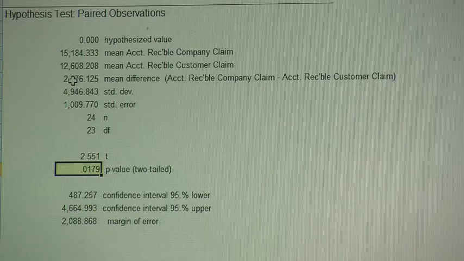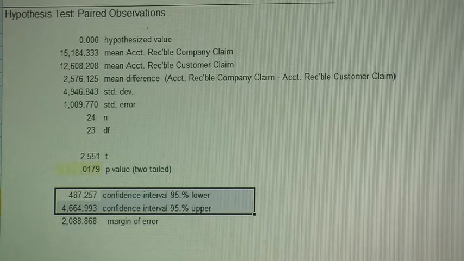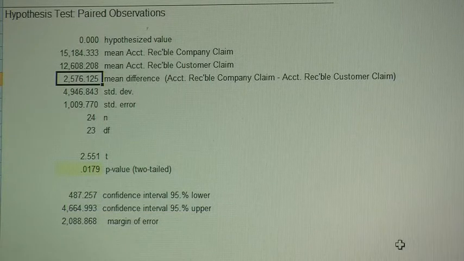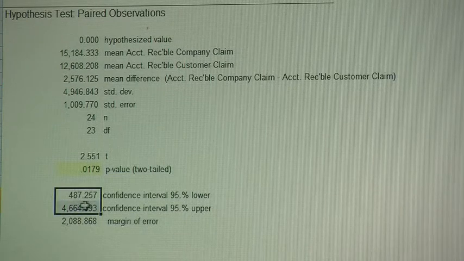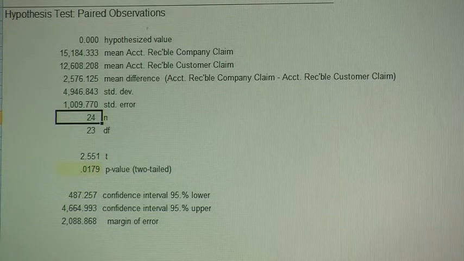First of all, while our observed difference was $2,576, our 95% confidence interval ranges from a low of about $500 to about $4,700. So while this represents our observed difference, this 95% confidence interval says we're 95% confident that the true difference between what we observed and zero ranges between a low of about $500 and a high of nearly $5,000. That's a pretty wide confidence interval, but that's partly because we've got a relatively small sample of 24.